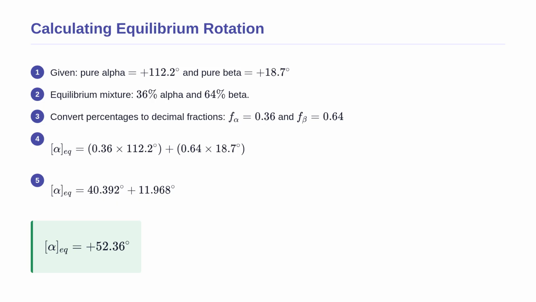Next, we substitute these values into our equilibrium formula. We multiply the alpha fraction by its specific rotation and the beta fraction by its specific rotation. Adding these contributions together gives us a final equilibrium specific rotation of positive 52.36 degrees. This physical result tells us that any glucose solution will always settle at this exact light bending angle.